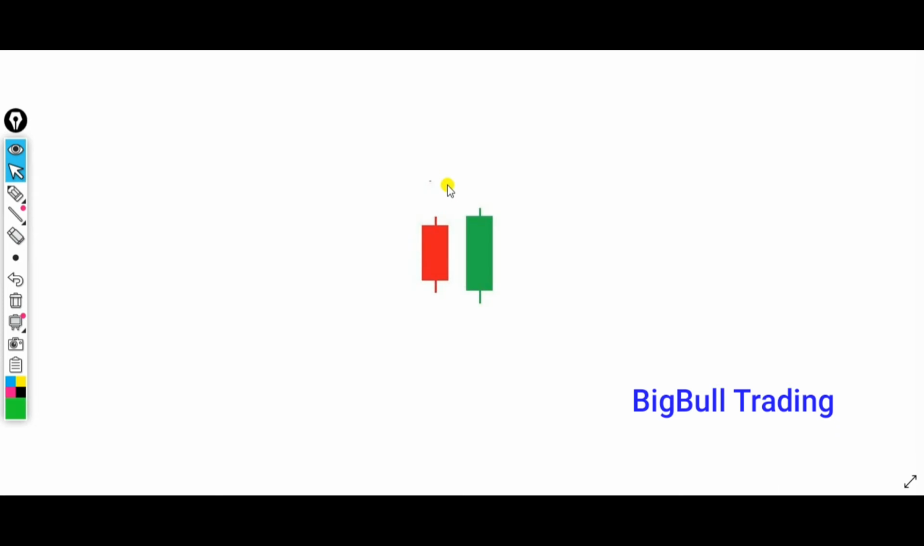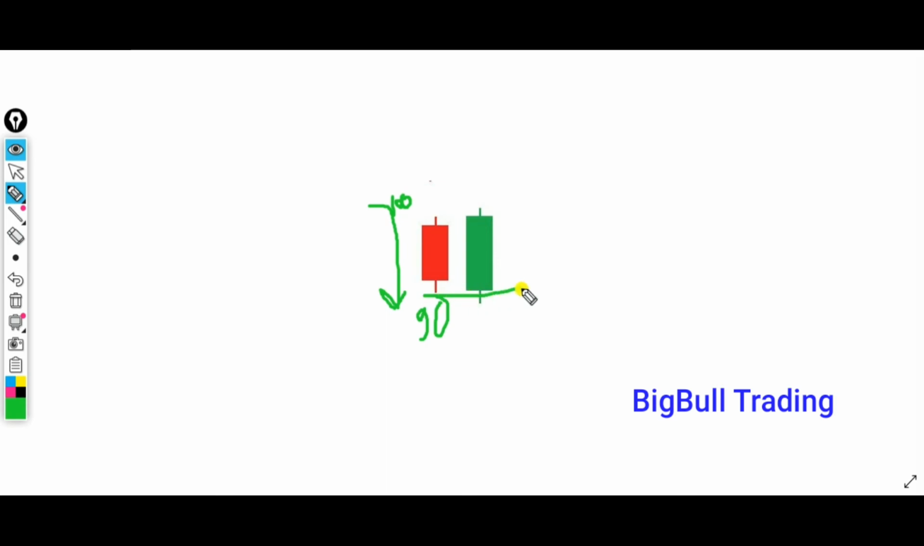Next we come to a double candlestick pattern. This is the bearish engulfing pattern. Sorry, this is a bullish engulfing pattern. So why is it a bullish engulfing pattern? First a red bar is formed, so it means the price is coming down, correct. For example, this is 100, this is 90.